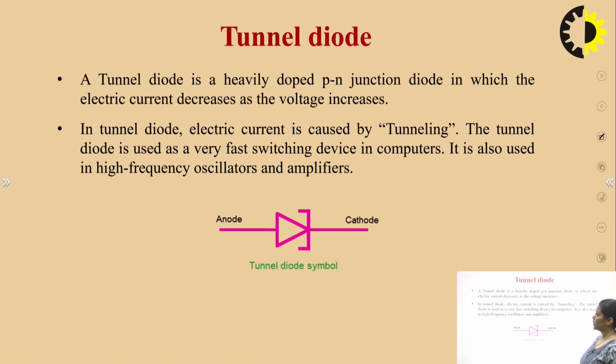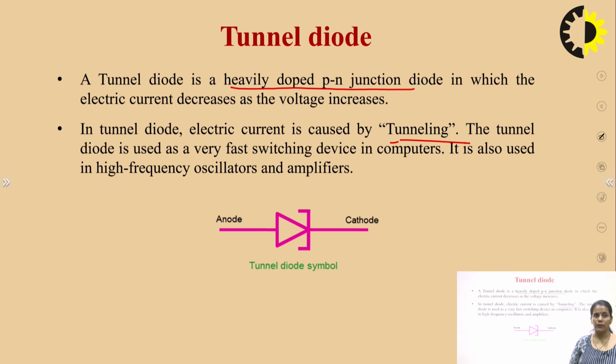Next is our tunnel diode. This is the third important special purpose diode. The important point here is that it is a heavily doped p-n junction diode, in which the electric current decreases as the voltage increases. In tunnel diode, electric current is caused by tunneling. Here, what is the tunneling? That the electrons, the charge carriers, will move directly, they will recombine directly.